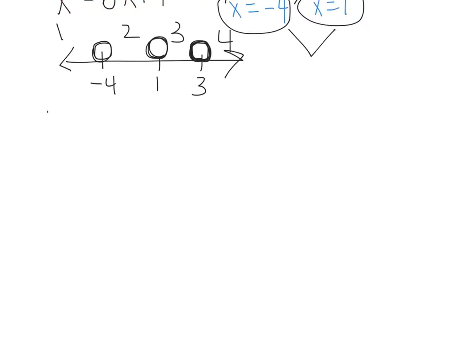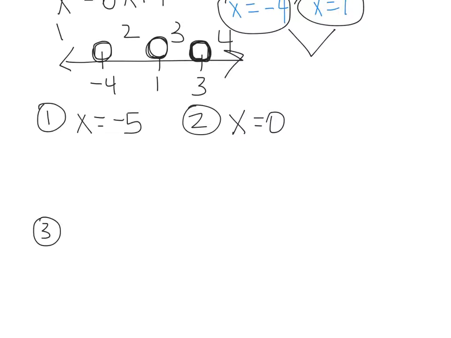So from the first section, I'm going to use the test point x is negative 5. From the second section, the test point has to be between negative 4 and 1, so I will just use the test point 0. That's always nice and easy.